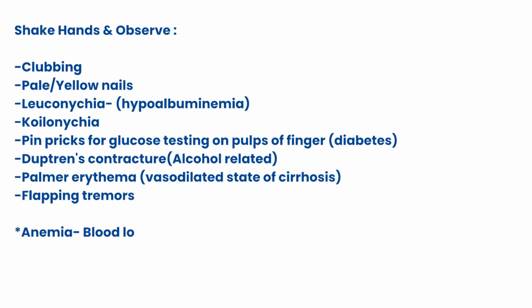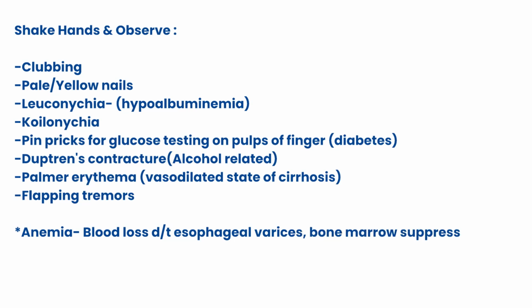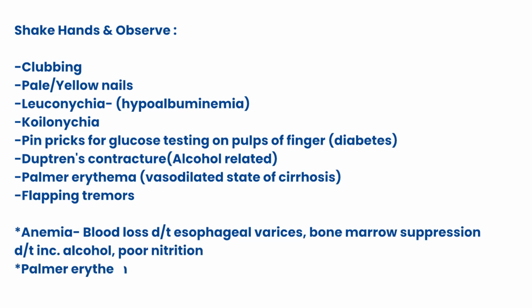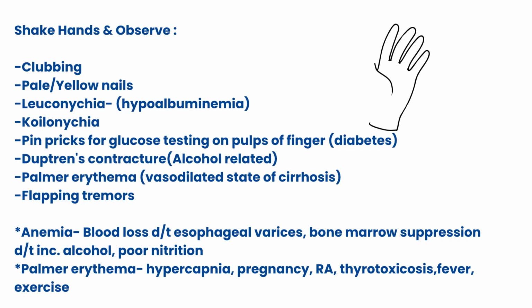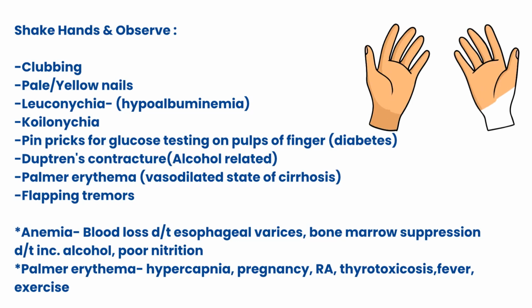Flapping tremors. Anemia can be suggestive of blood loss due to esophageal varices, bone marrow suppression, any drugs you are taking, any alcohol, increased uptake, poor nutrition, all this. Palmar erythema is indicative of hypercapnia, pregnancy, rheumatoid arthritis, thyrotoxicosis, fever, exercise, etc. So you have to observe carefully for all these signs.